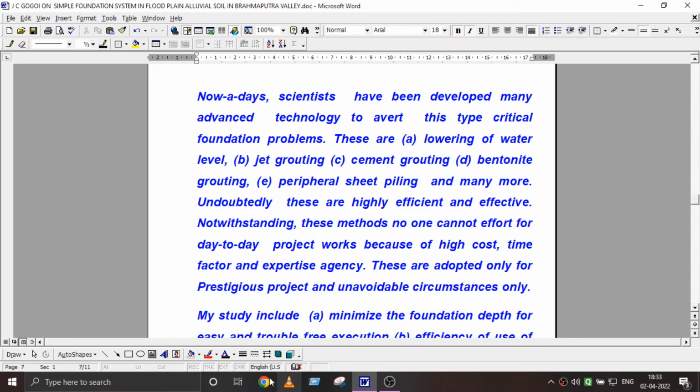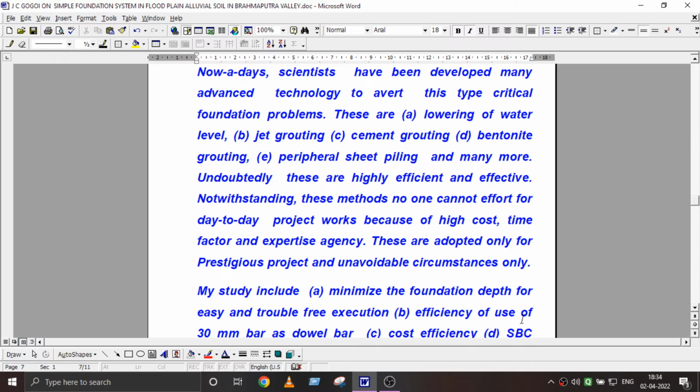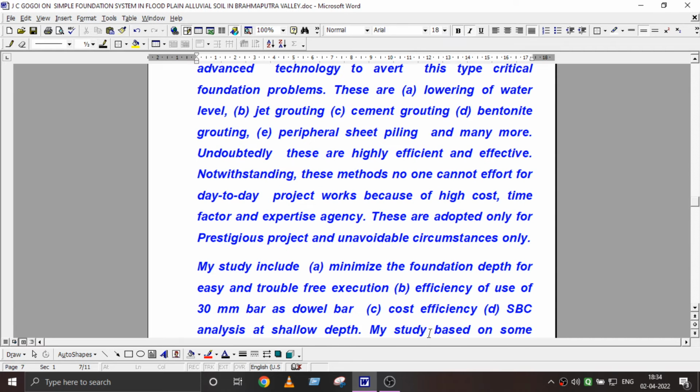My study, as I told earlier, I decided to study. So my study includes minimizing the depth of foundation for easy and trouble-free execution, efficiency of use of 30 bar as dual bar, cost efficiency, SBC analysis at shallow depth.